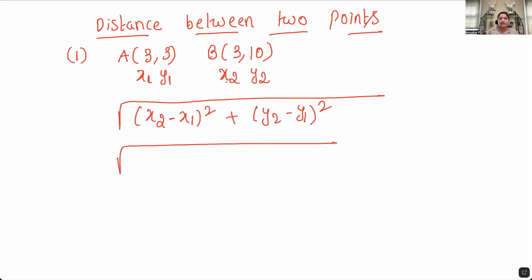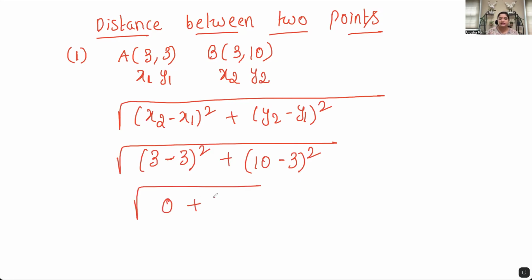What is x2 now? 3. 3 minus x1, which is 3, whole square, plus y2, which is 10, minus 3 whole square. 3 minus 3 is 0. 0 square is 0. Plus 10 minus 3 is 7 square.